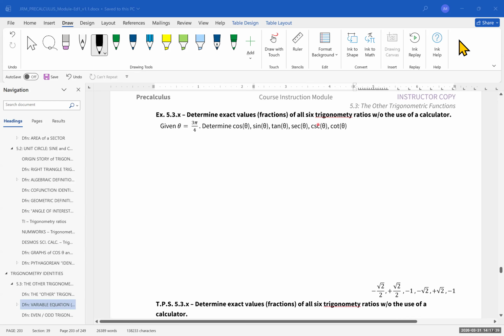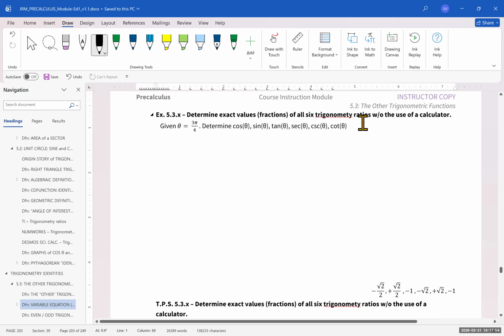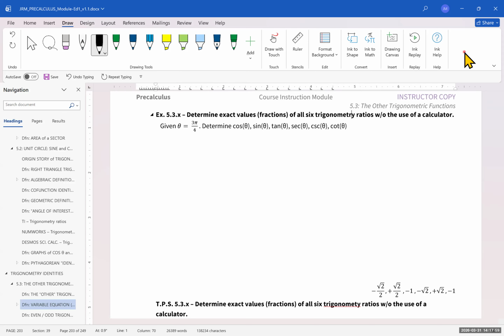All right, so let's look at this first example. Determine the exact values, and when we say exact values, we mean fractions, of all six trigonometry ratios without the use of a calculator. So given that theta is equal to 3 pi over 4, determine cosine, sine, tangent, secant, cosecant, and cotangent of theta.